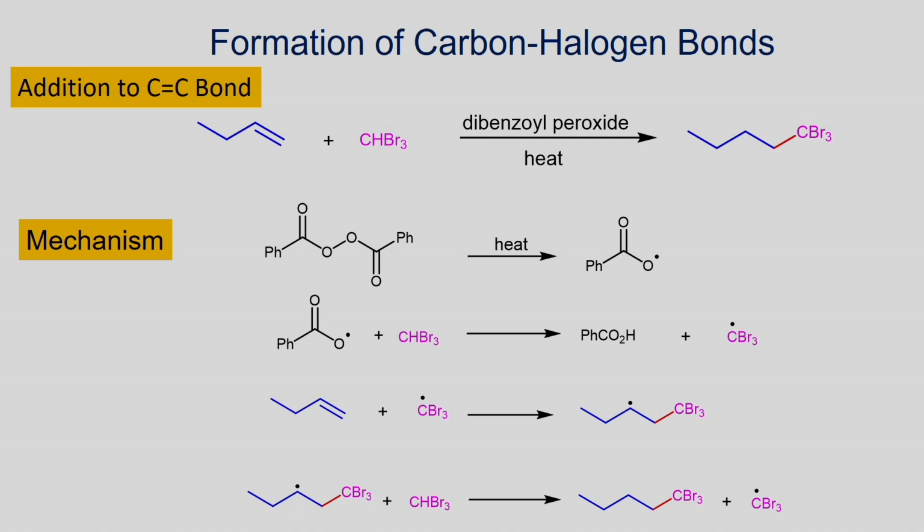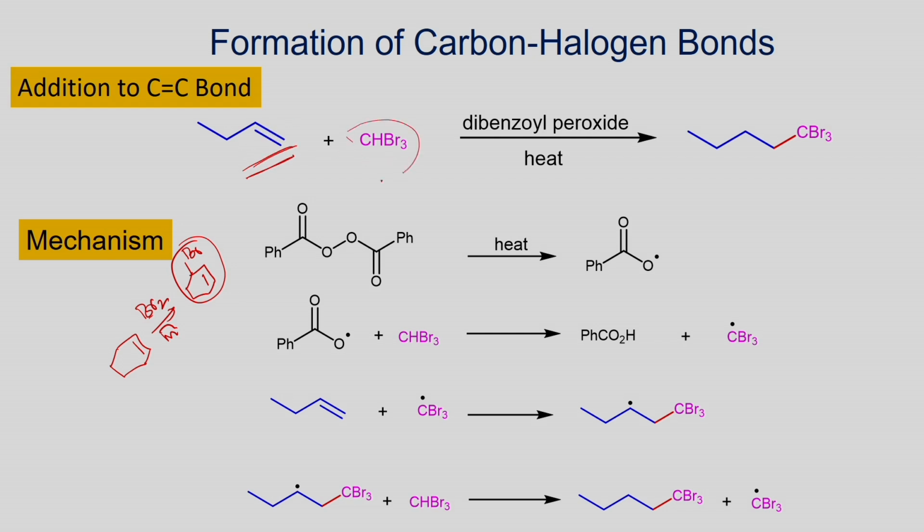Now, let us look at another example for the carbon halogen bond formation. Here the reaction of an alkene is shown. If you remember, earlier we have seen that if you have the cyclohexene and bromine, in the presence of light you can convert it into cyclohexenyl bromide by the abstraction of allylic hydrogen. You can form the allylic radical, which can react with bromine, and you get the cyclohexenyl bromide. But now let us look at this, you have the alkene.